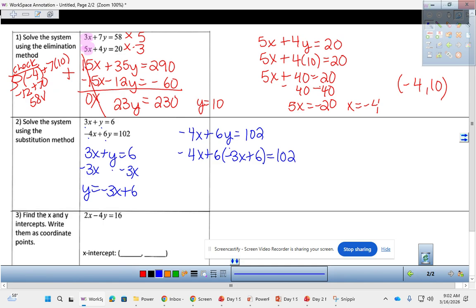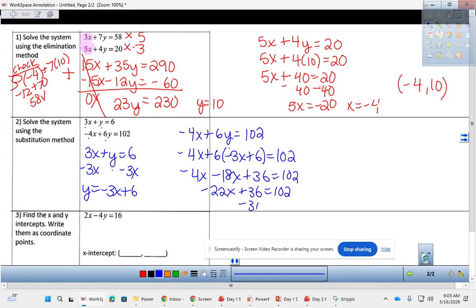If I made this an x equals equation, I would have taken x out of this equation. So it just depends on what you solve for. It's not always y. So if I distribute that 6, I get negative 18x and positive 36. And if I combine these like terms, that's negative 22x and positive 36.